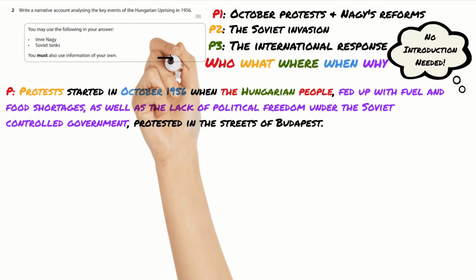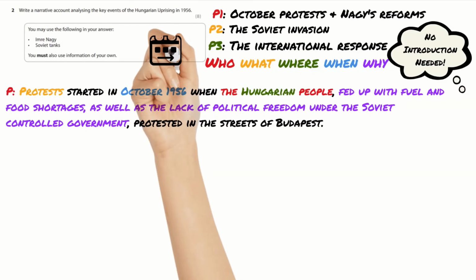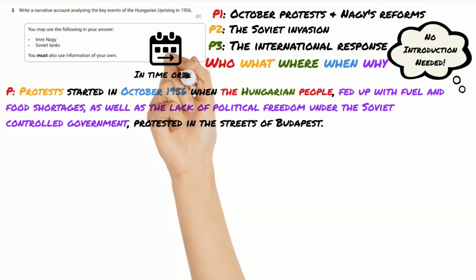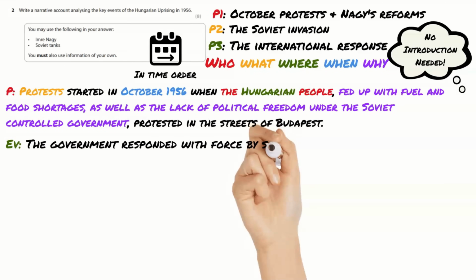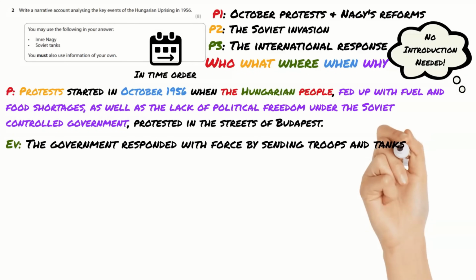But because this is a narrative account and needs to be in chronological order, I need to add my evidence for the riots before bringing in the point of Nagy. So I'm going to just add a little bit. It says the government responded with force by sending troops and tanks. That's all the evidence I'm going to include for the riots.